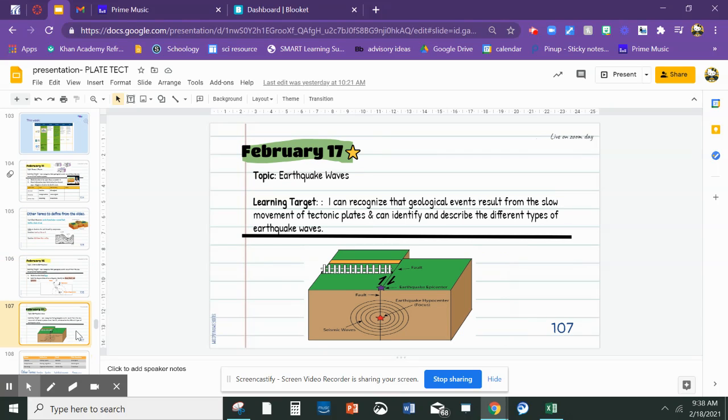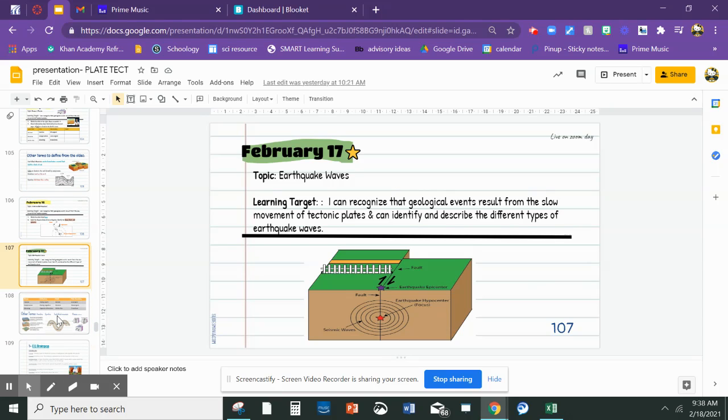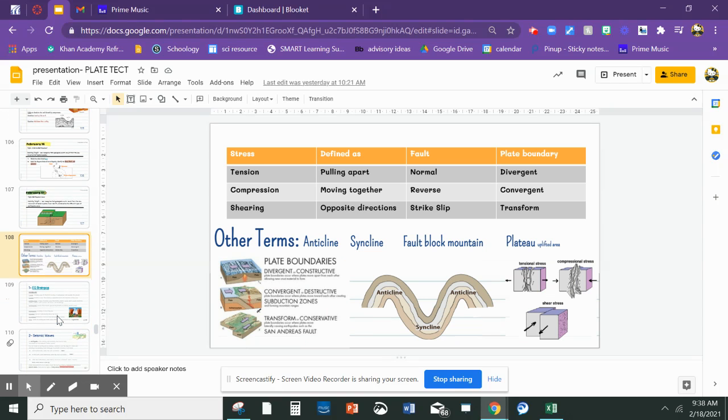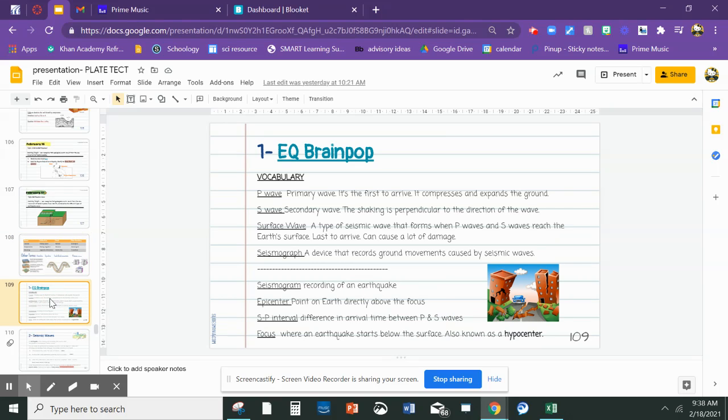So our talk on Wednesday was all about earthquake waves, recognizing that geologic events result from slow movement of tectonic plates, and you should be able to identify and describe the different types of earthquake waves that were there. This next slide is just a review of information we've been working on. The kids watched a BrainPOP, and then please pause this video and read through these different vocabulary words.